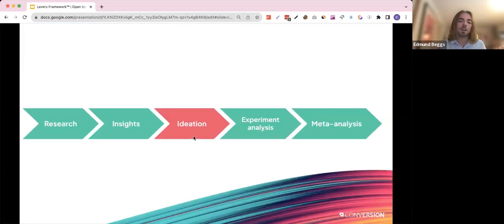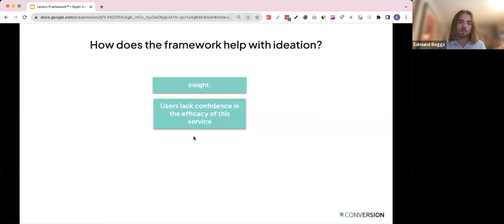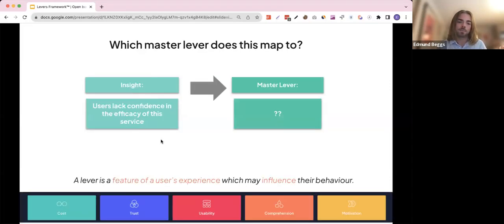So this carries us nicely on to ideation. We have a good understanding of what's going on on the site. Let's look at how we can put that into practice to narrow down the solution space and find some inspiration of what we might be able to do to action these insights. So how does the framework help with ideation? Well, we'll start with an insight that's a similar variation on the insight we saw previously, maybe a little more concise. Users lack confidence in the efficacy of this service.